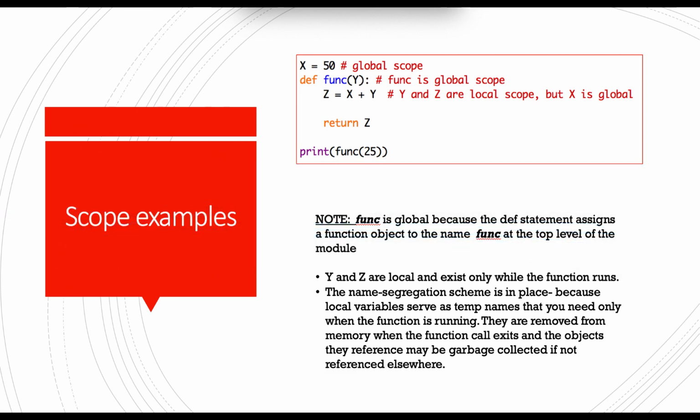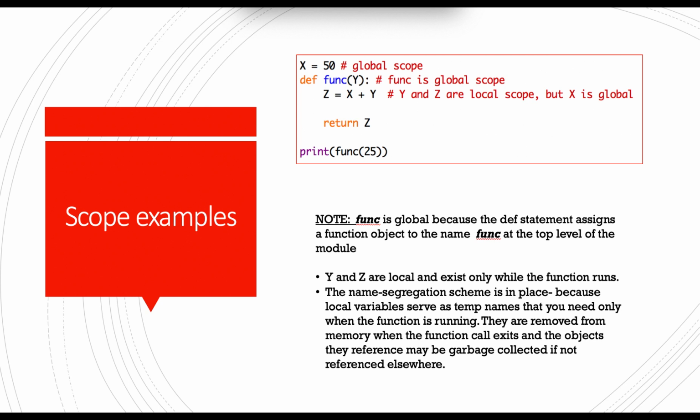So func is global because the def statement assigns a function object to the name func at the top level of that module. So that's in the global namespace. Y and z are local and exist only while the function is running because they're in the body of our function. The name segregation scheme is in place because local variables serve as temp names that you need only when the function is running. So just at runtime.